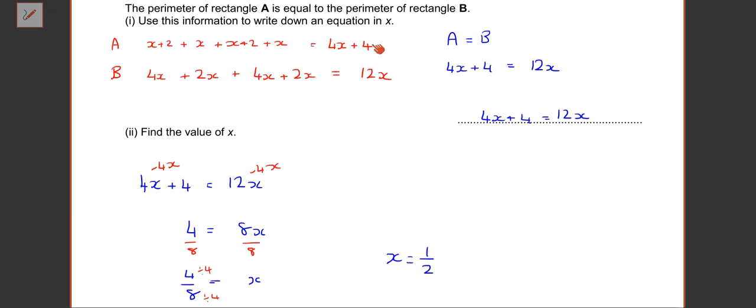Now, the marking for this: if you came up with a correct perimeter of A, 1 mark. If you came up with a correct perimeter of B, 1 mark. If you then made them equal to each other, 1 mark. If you got either of them wrong, but still made them equal to each other, you can have that mark. So there's 1 mark there, 1 mark there, 1 mark for doing the equals. Even if both of those are wrong, but you did one side equals the other, you can have 1 mark out of those 3.